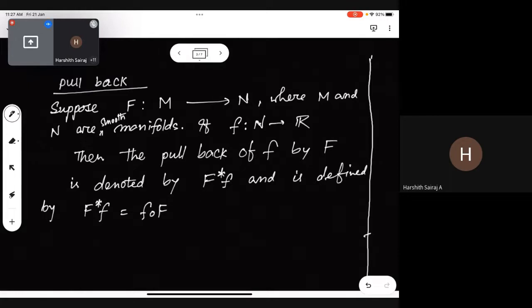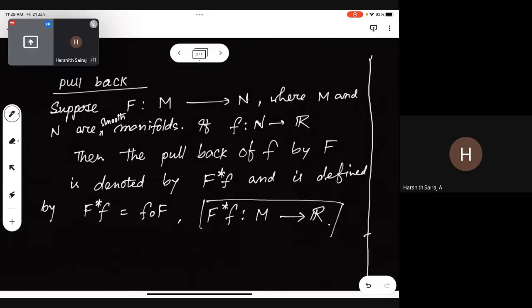So this F star f is a map from M to R. All right. So this is composition, but this pullback thing is quite a bit used in differential geometry, and it's not just for functions, where it is composition. For other notions, it might not be composition, so a different notion makes sense.